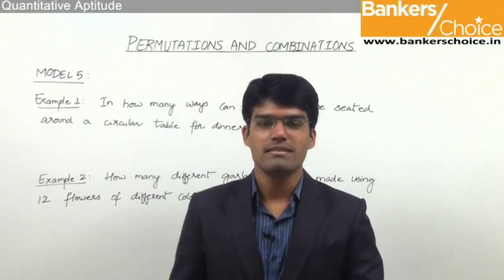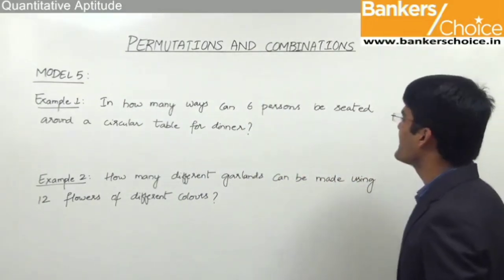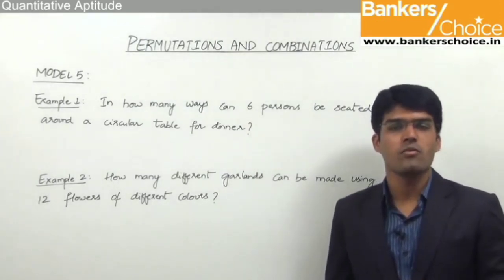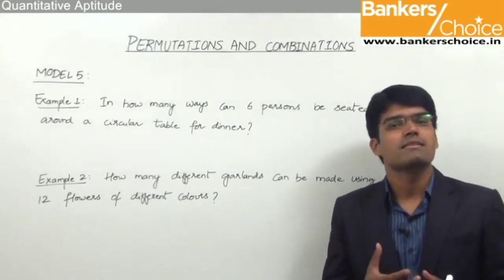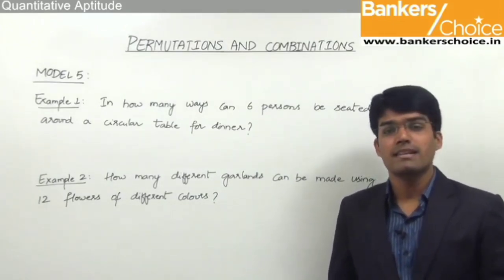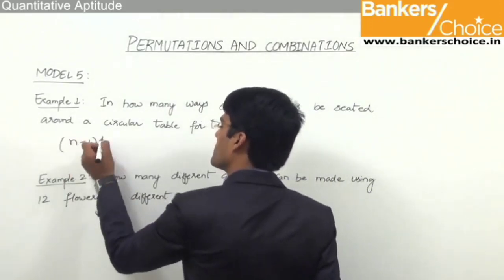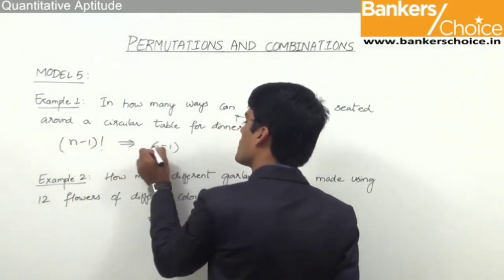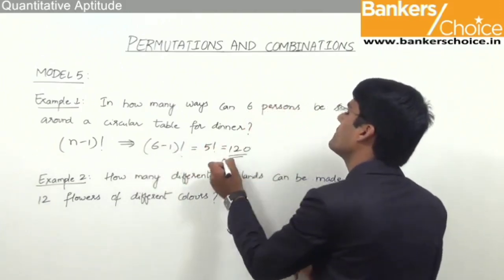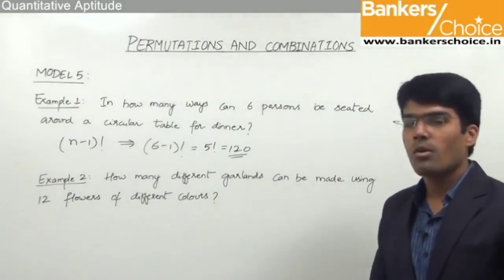Let's now take examples related to circular arrangements. The first example here is, in how many ways can 6 persons be seated around a circular table for dinner? So here we have 6 persons who have to be seated around a circular table. Now we know that the number of circular permutations is given by n minus 1 factorial, and n here is nothing but 6. So the answer is 6 minus 1 factorial, that is equal to 5 factorial, which is 120. So there are 120 different ways in which 6 persons can be seated around a circular table for dinner.